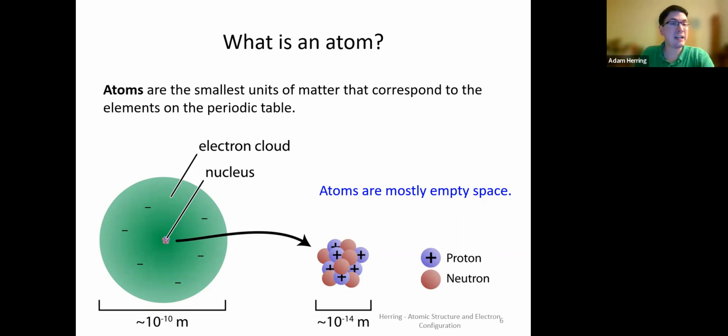And if we compare the size of the nucleus to the size of the atom itself, it's a factor of about 10,000. In other words, the nucleus is 1/10,000th the size of the entire atom.